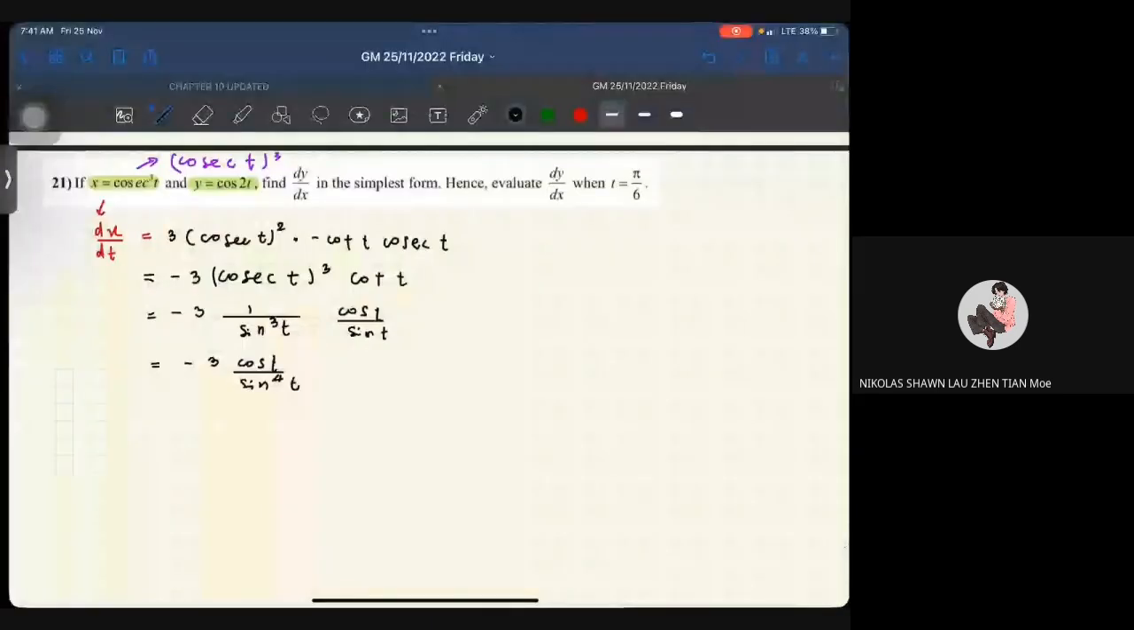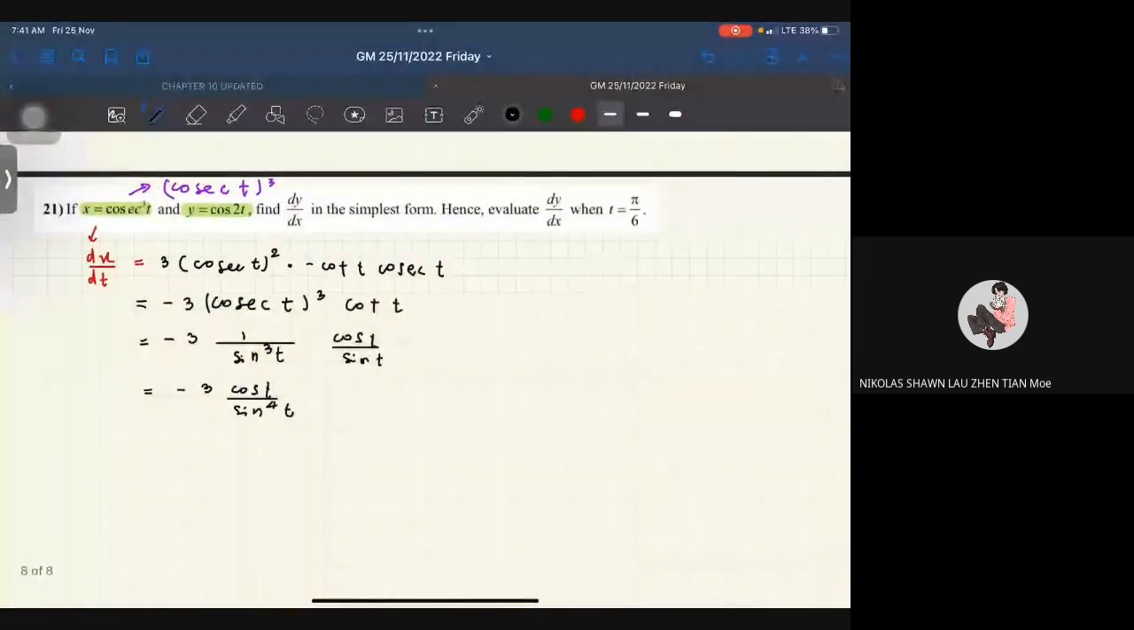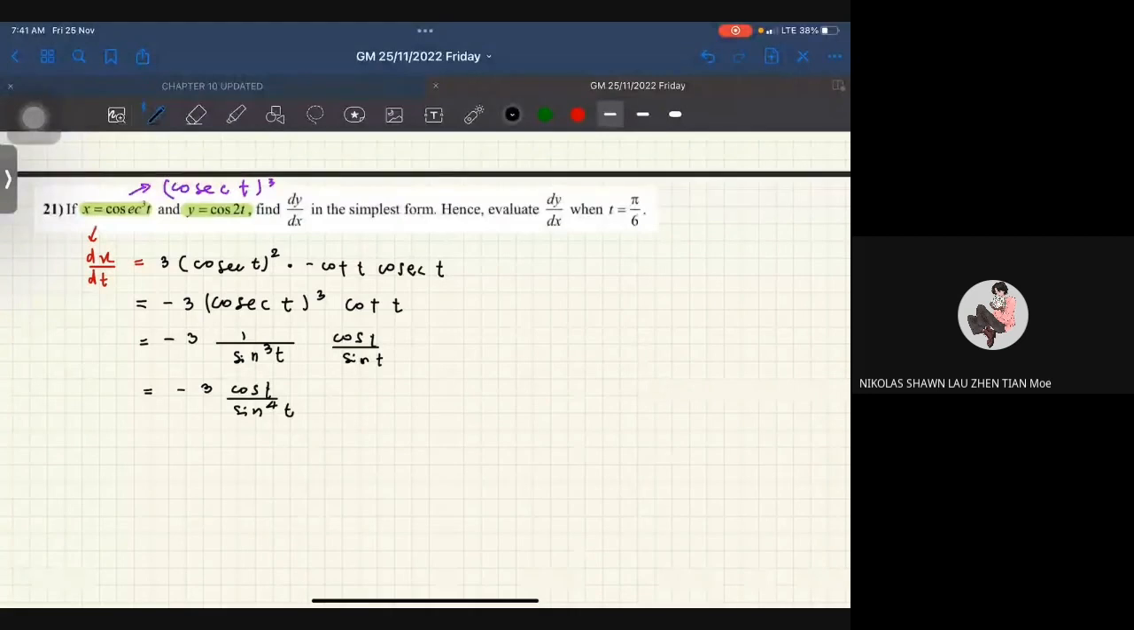Okay, so let's continue. So this is my dx dt. Alright, so sekarang kita nak cari dy dt pula. Okay, baru betul. So now let's find dy dt next. So dy dt. Okay, so just differentiate y with respect to t. Okay, so sekarang kita ada cos 2t. So cos 2t differentiate dapat apa?